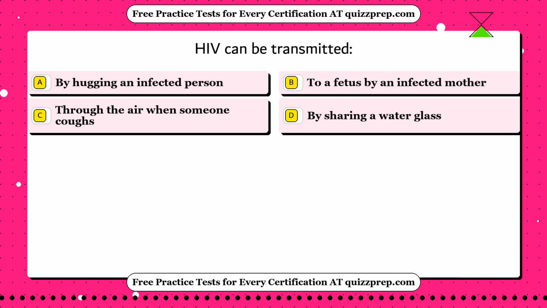HIV can be transmitted. Option A, by hugging an infected person. Option B, to a fetus by an infected mother. Option C, through the air when someone coughs. Option D, by sharing a water glass.